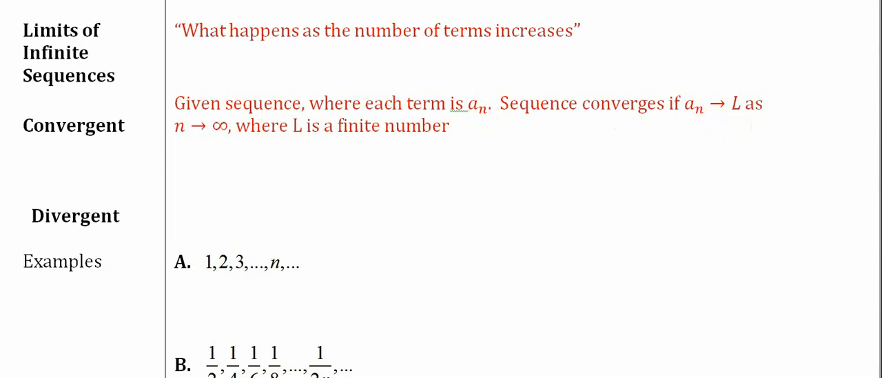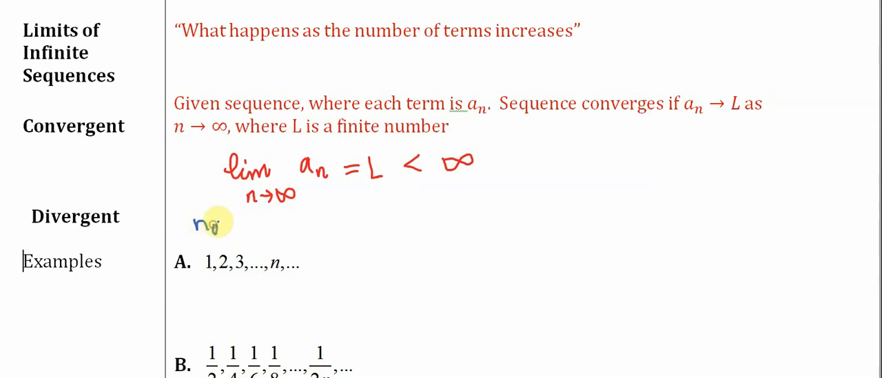A common notation that we use is this: if the limit as n approaches infinity of a sub n is finite, is some value L that is less than infinity, then we can say that the sequence is convergent. And divergent just means anything that's not convergent.